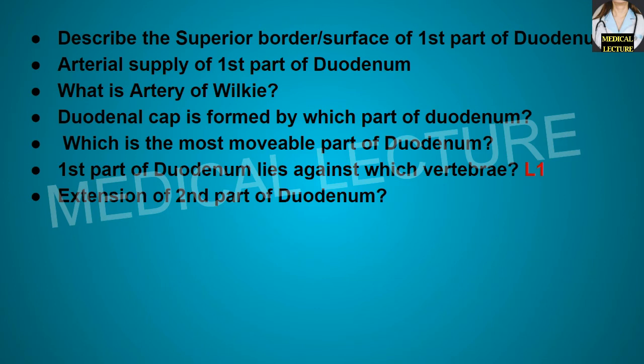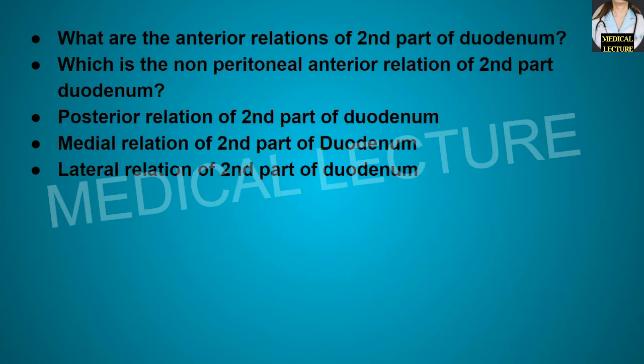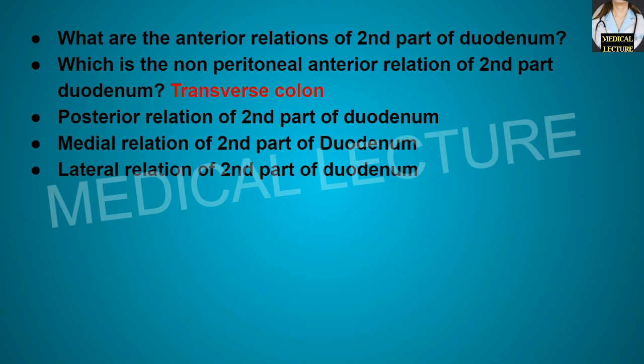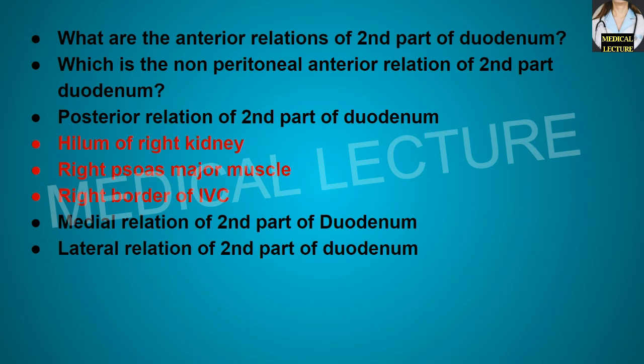What is the extension of the second part of the duodenum? It extends from the L1 to L3 vertebra and is vertical in direction. What are the anterior relations of the second part of the duodenum? These are the right lobe of the liver, transverse colon and the coils of jejunum. Which is the non-peritoneal anterior relation? It is the transverse colon. The posterior relations are the hilum of the right kidney, right psoas major muscle and the right border of the inferior vena cava.